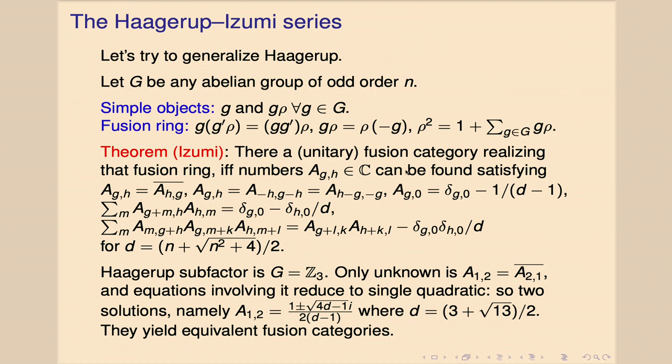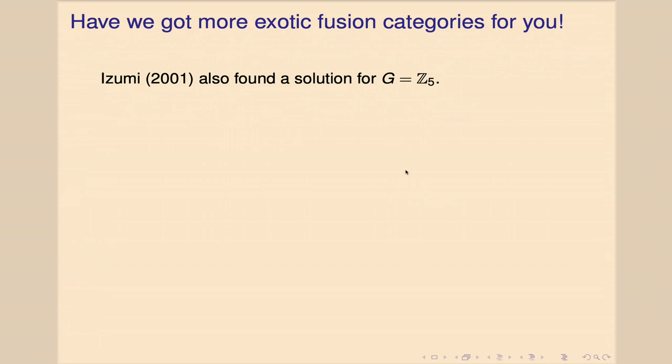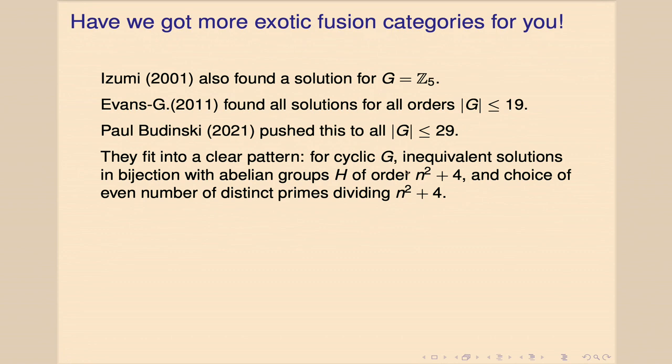Okay? So that's that. Well, it's not that. It's just the start, because Izumi also found a solution for G equals Z5. And he didn't know if it stopped there or not. Like, is it like E6, E7, E8 for Lie algebras, where there's no E9, at least not in the same finite dimensional simple family? But it turns out that there's lots and lots of other ones. So it's not terribly hard to find solutions. And so I sicked my master's student on this.